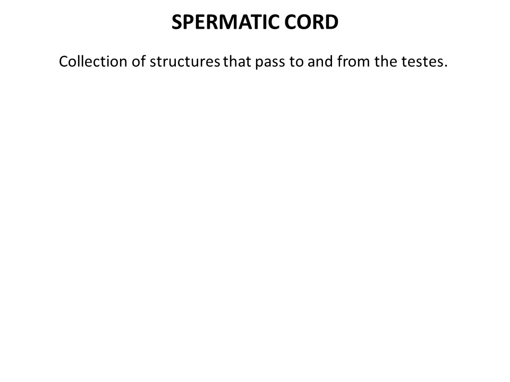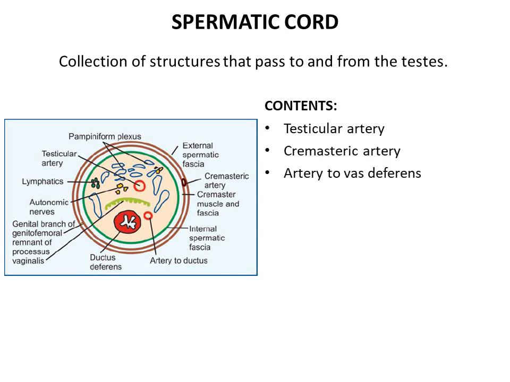The spermatic cord is a collection of the structures that pass to and from the testis. It enters the deep inguinal ring, passes through the inguinal canal to exit at the superficial inguinal ring. It then extends up to the posterior border of the testis. The contents of the spermatic cord are mainly three arteries, that is the testicular artery, the cremasteric artery, and the artery to the vas deferens.